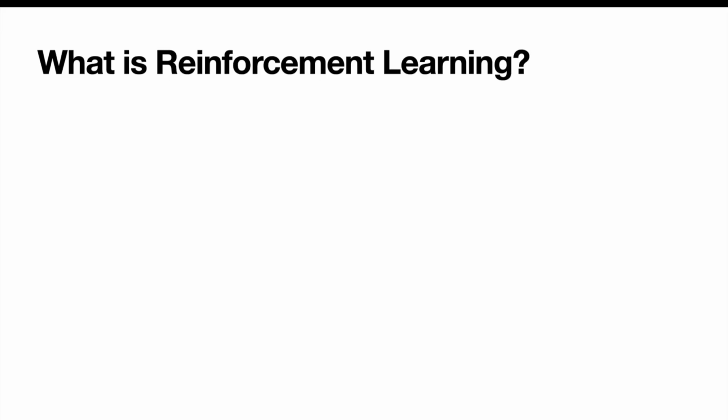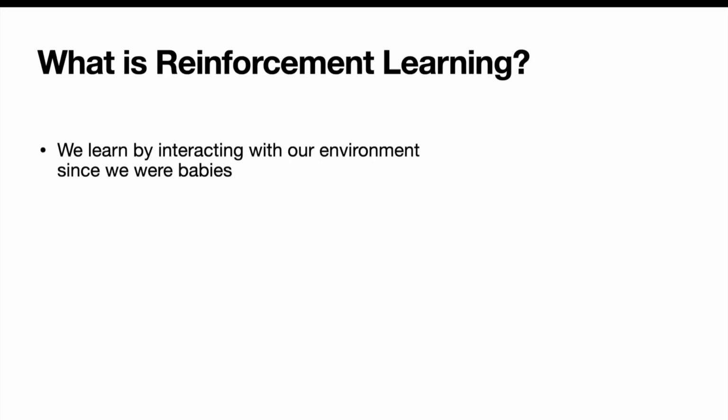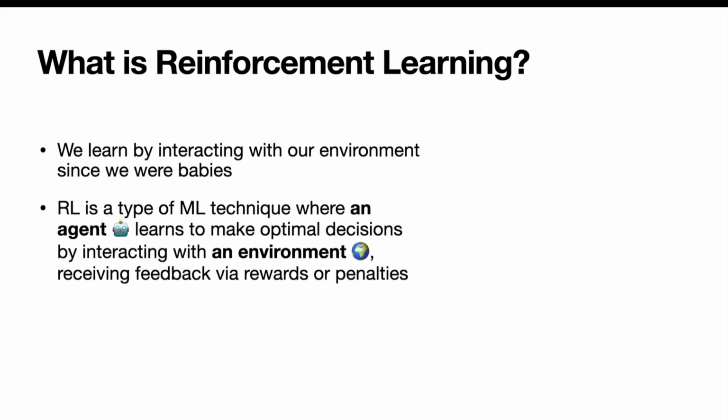This naturally brings us to another area of machine learning called reinforcement learning. The idea behind reinforcement learning is very similar to how humans learn. Since we were babies, we have learned by interacting with the world around us, trying things, observing the results, and gradually learning which actions lead to better outcomes. More formally, RL is a type of machine learning technique where an agent learns to make optimal decisions by interacting with an environment, receiving feedback via rewards or penalties.